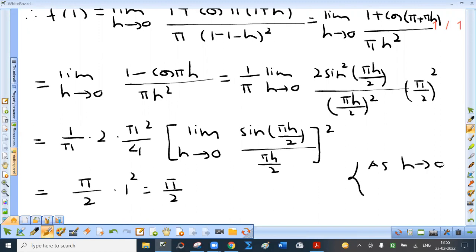As h tends to 0, h by 2 tends to 0, and the limit as y tends to 0 of sin y upon y is nothing but 1.